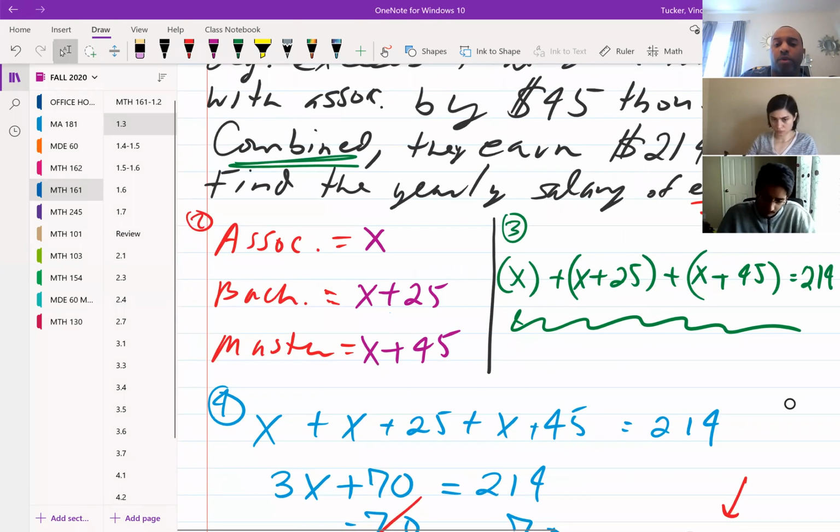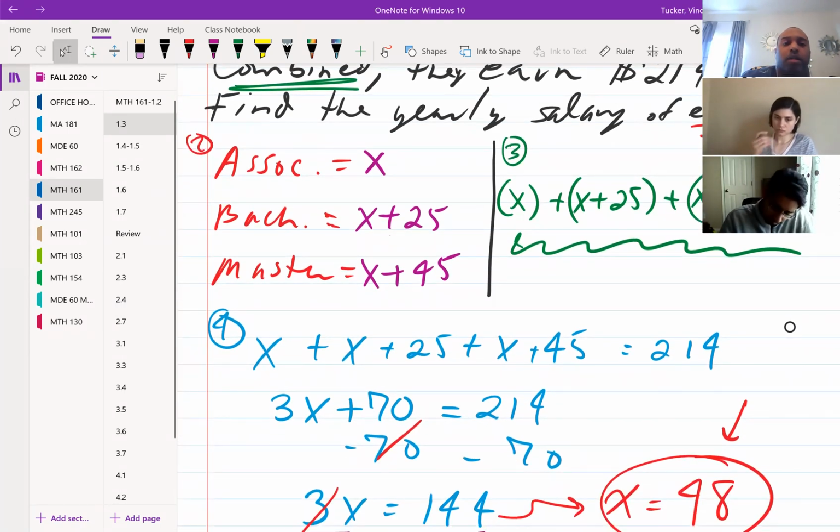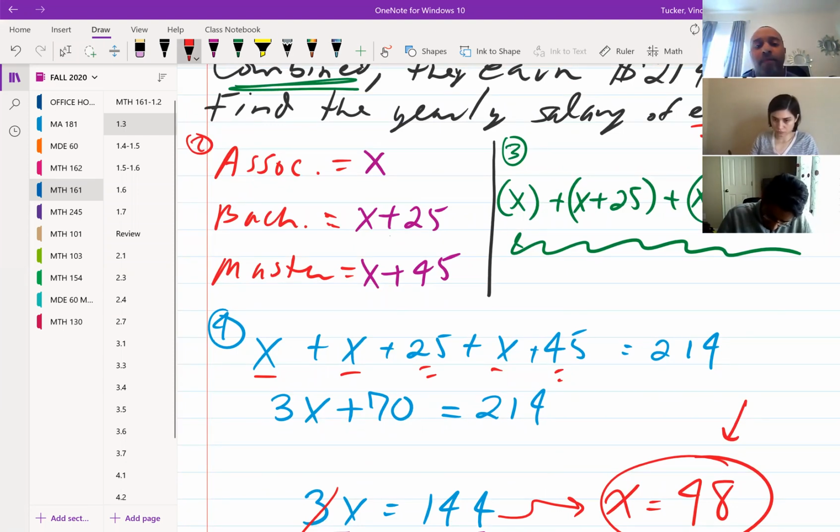So now step 4, we go ahead and solve and walk through that. Like I said, those parentheses weren't needed, so we're going to add x and x, add 25 and 45. So that'll give us 3x plus 70 equal to 214. Then subtract 70. So that'll be 3x.